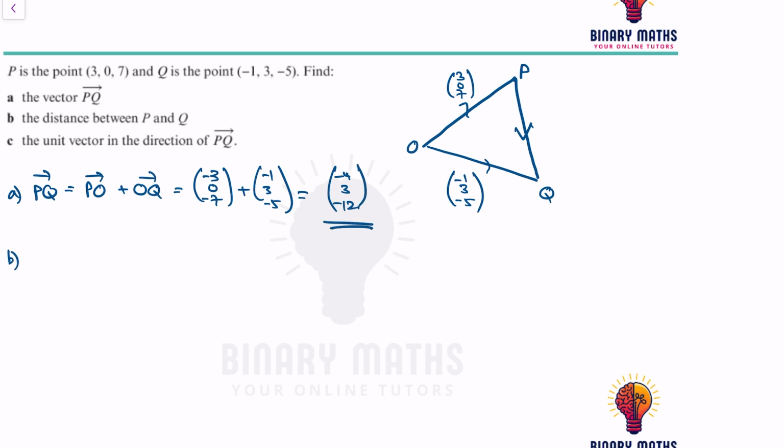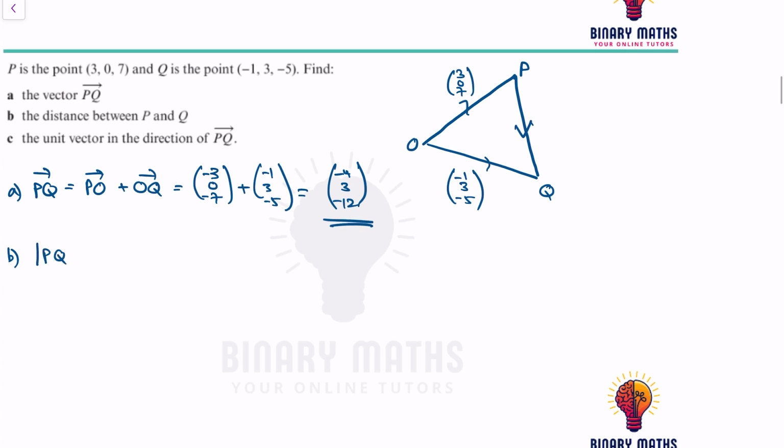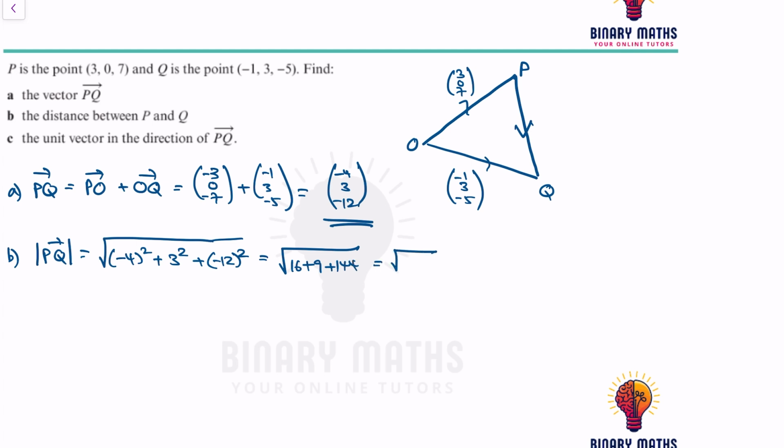Part B, the distance between P and Q. That means I need to find the magnitude of PQ, which is equal to the square root of minus 4 squared plus 3 squared plus minus 12 squared, which is equal to the square root of 16 plus 9 plus 144, which is equal to the square root of 169, which is 13.